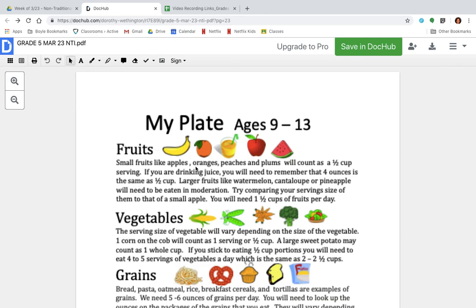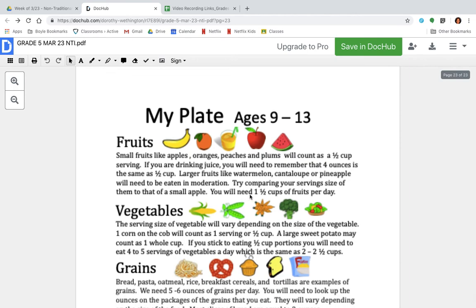Small fruits like apples, oranges, peaches, and plums will count as 1/2 cup serving. If you are drinking juice, you will need to remember that 4 ounces is the same as 1/2 cup. Larger fruits like watermelon, cantaloupe, or pineapple will need to be eaten in moderation. Try comparing your serving size of them to that of a small apple. You will need 1 1/2 cups of fruit per day.